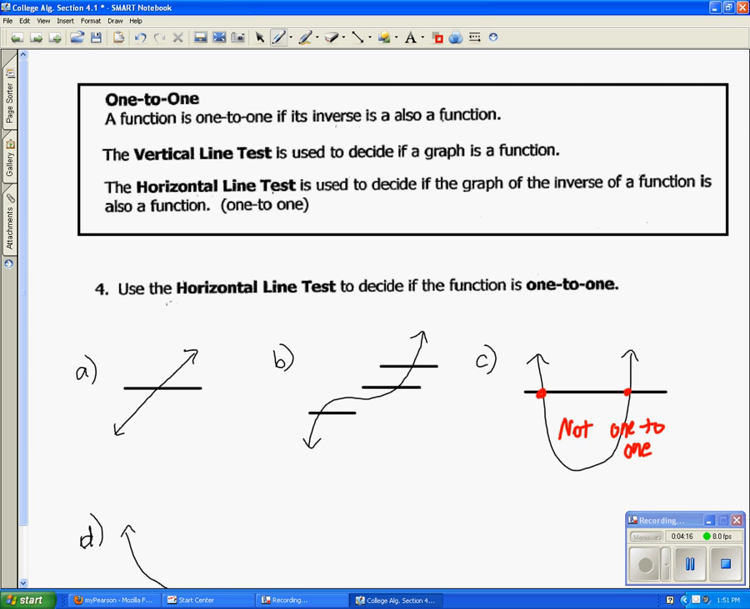So these are one-to-one, so this is a yes. This one's a yes. And this one down here is also a yes. And this is our only one that was no. So they're all functions, yes, but then when we did horizontal line tests to see if they were one-to-one, we found that all of them were one-to-one functions except for C, which was not.